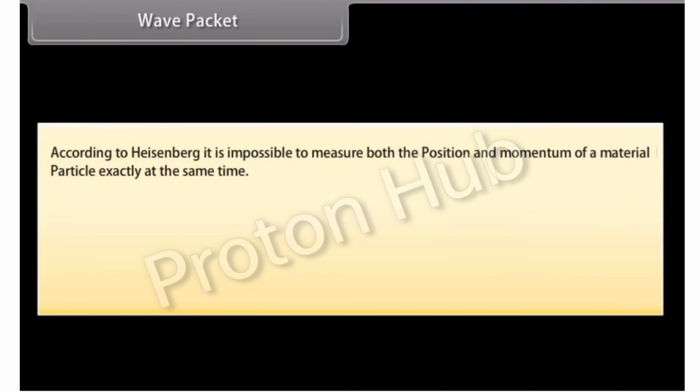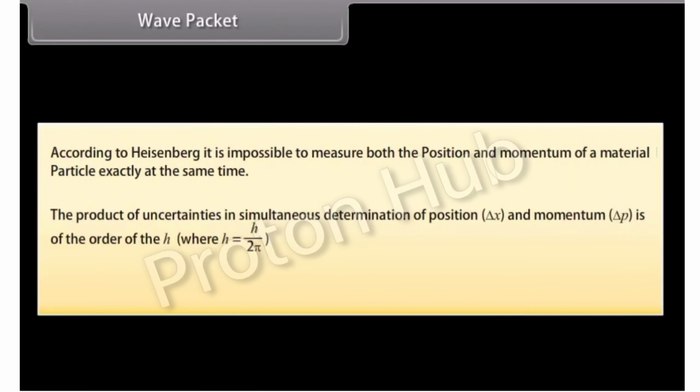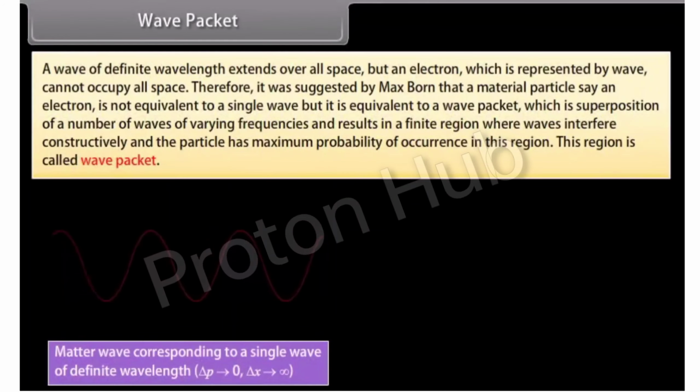Wave packet. According to Heisenberg, it is impossible to measure both the position and momentum of a material particle exactly at the same time. The product of uncertainties in simultaneous determination of position delta x and momentum delta p is of the order of h-bar, where h-bar = h/2 pi. Delta x into delta p is approximately h-bar. A wave of definite wavelength extends over all space, but an electron, which is represented by a wave, cannot occupy all space.